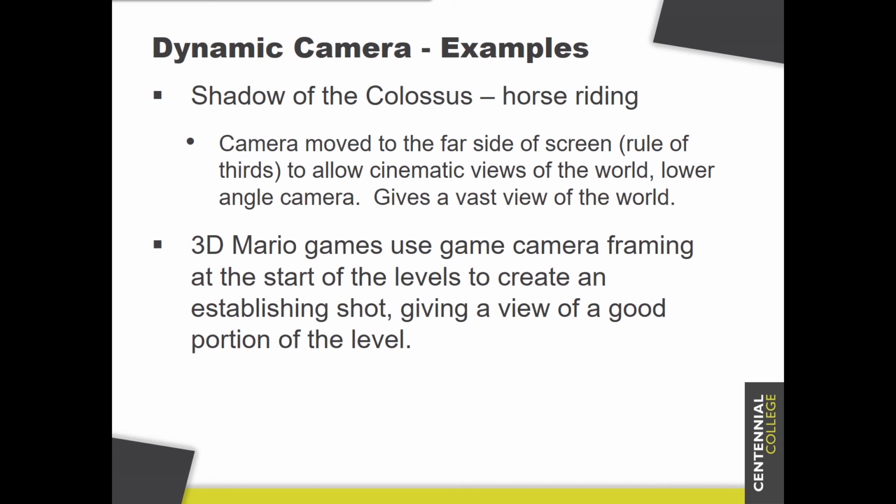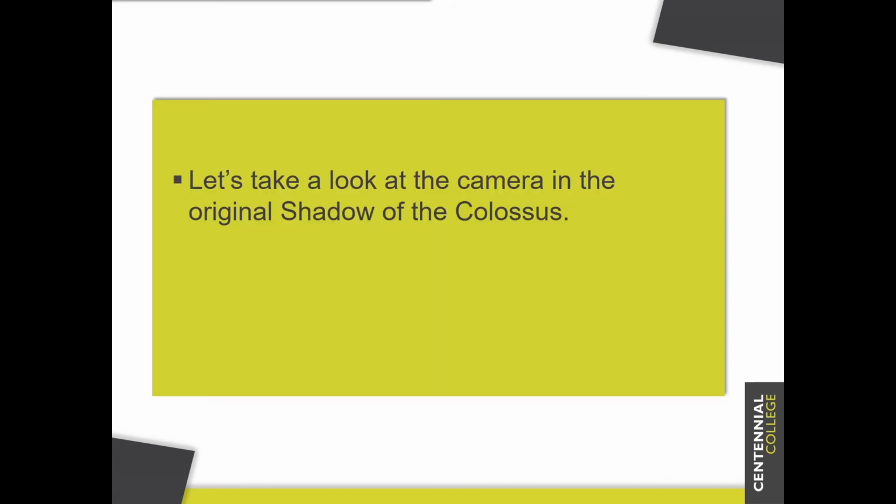So those are both really great examples of a dynamic camera utilizing different theories within cinematography. So the rule of thirds within the Shadow of the Colossus horseback riding and the establishing shot within 3D Mario games. All right, let's take a really quick look at Shadow of the Colossus.